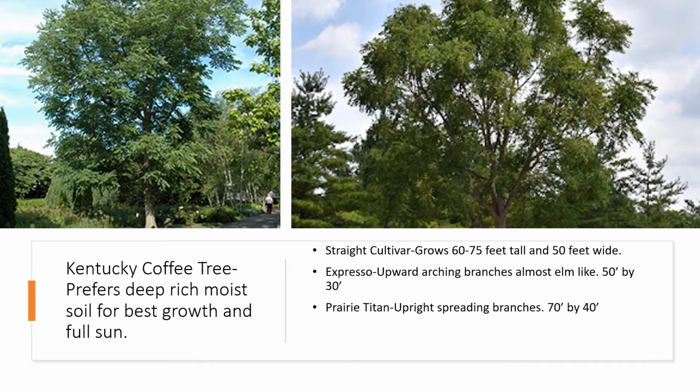And there on the right, that's Prairie Titan. It has upright spreading branches, and it'll grow up to 70 feet by 40 feet. So it's a really large tree. And these will have the large pods of little Kentucky coffee beans inside of it. So just be sure wherever you plant this that you're willing to deal with that mess or that litter that might come from that tree. These are great trees, not really that many insect or disease problems, and they'll give you really good shade.